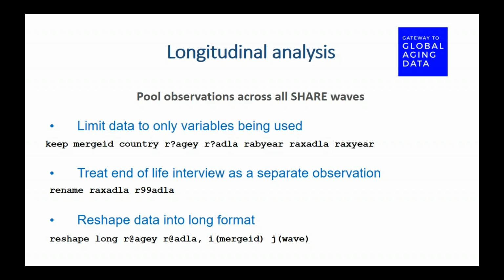So as I mentioned, right now it's a wide format, and so we're going to reshape it into long, and we do that with the reshape command inside of Stata. And we're going to reshape our variables, and we have wave-specific variables for age and ADL. We also have some variables that aren't wave-specific, and those are things like our birth year and our year of death. So those we will leave as they are. The individual or the observation level is merge ID, and we're just going to make a new variable called wave.